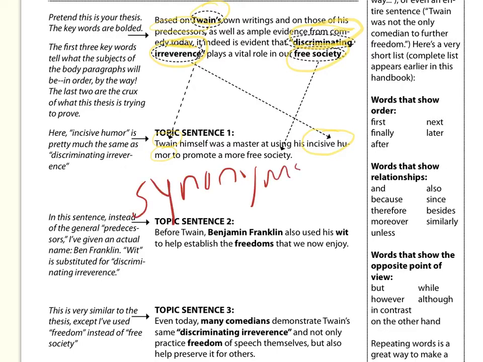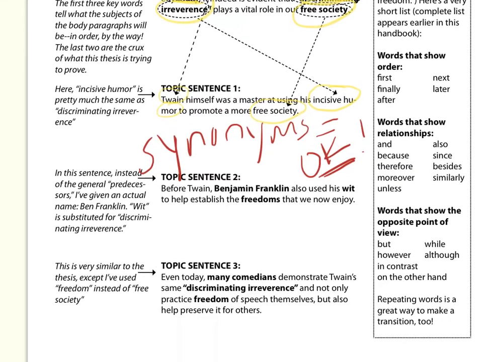Synonyms are okay, because you don't want your topic sentences to get too boring. And then here's free society, which is directly repeated. Now, if you go on to the next topic sentence, which I kind of wrote over, so I will erase that, or not. Never mind, I'll just scroll up.